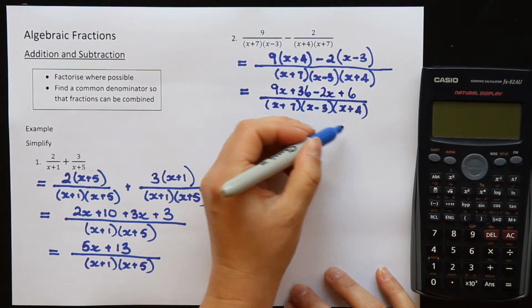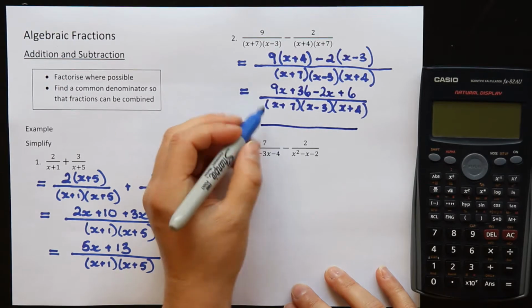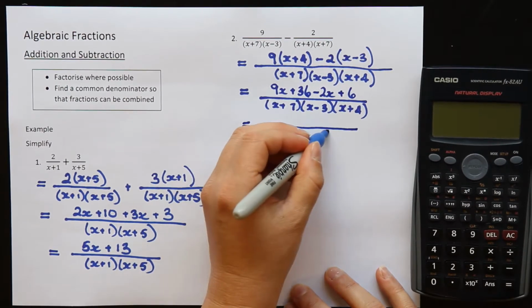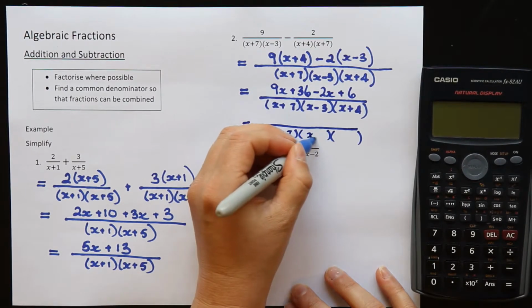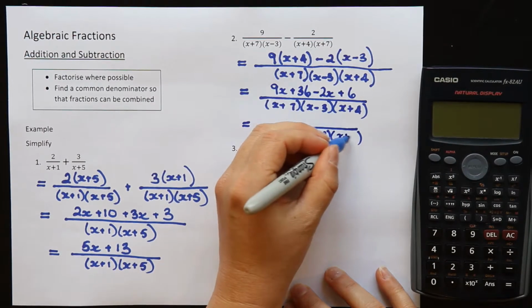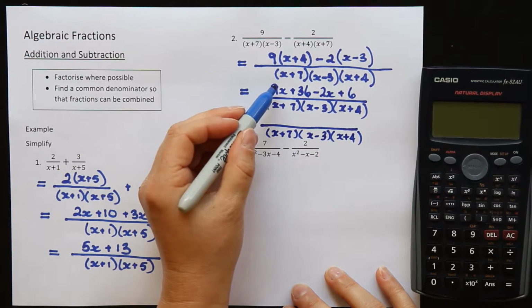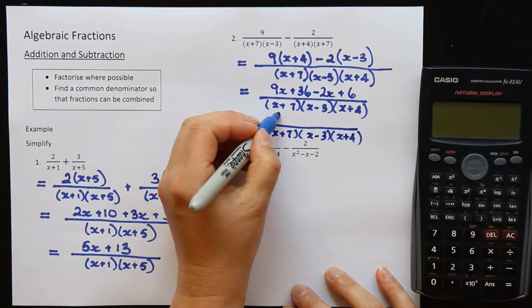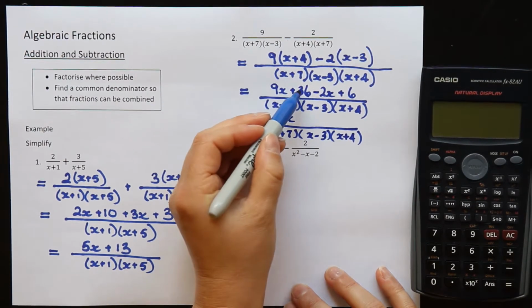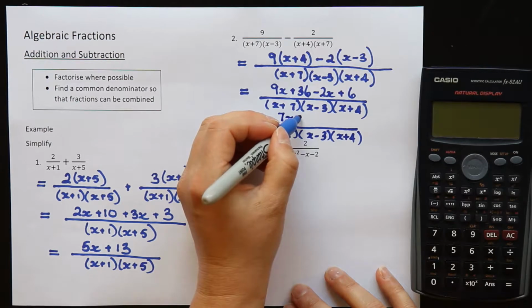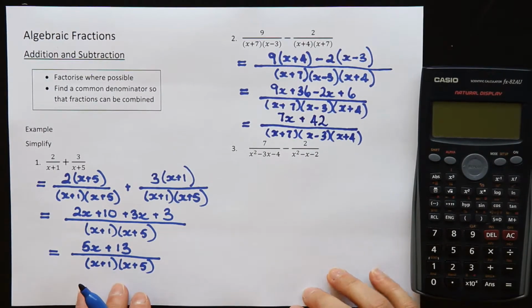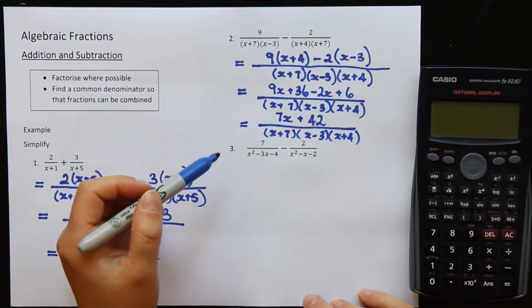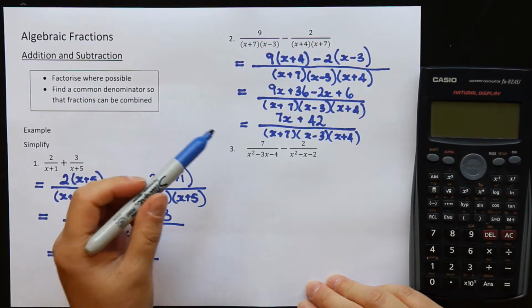And we have to rewrite it one more time so that we can collect up our like terms. So again, we're rewriting the denominator. Doesn't change, there it is. So 9x and minus 2x makes a 7x. 36 plus 6 goes together to make a 42. And there's the answer. Okay, question 3, this is our hardest type here.